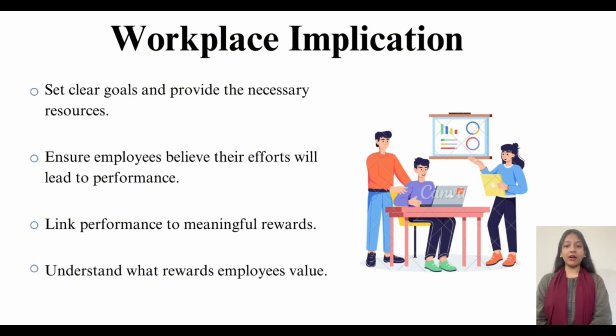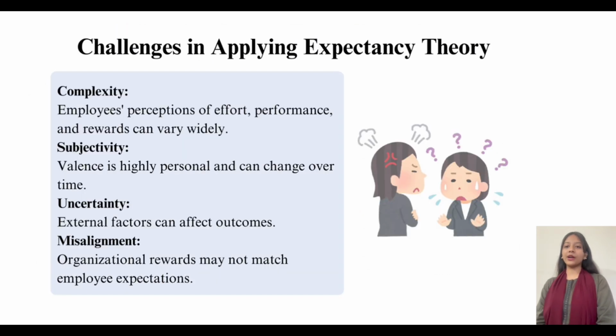So how can organizations use this theory? First, they need to ensure employees have the right skills and support. This improves expectancy. They should have clear and fair performance evaluation. And finally, they must understand what employees value most. This enhances valence.